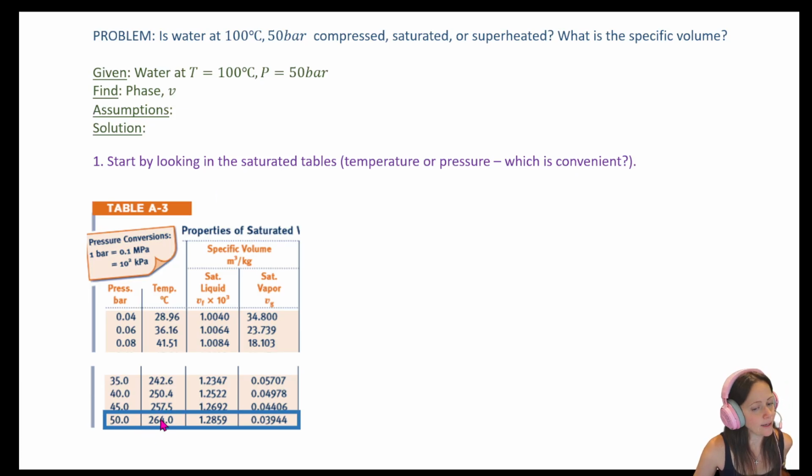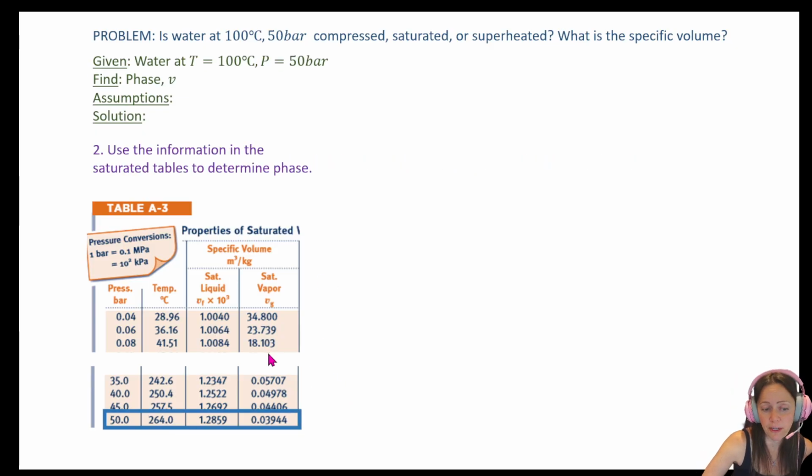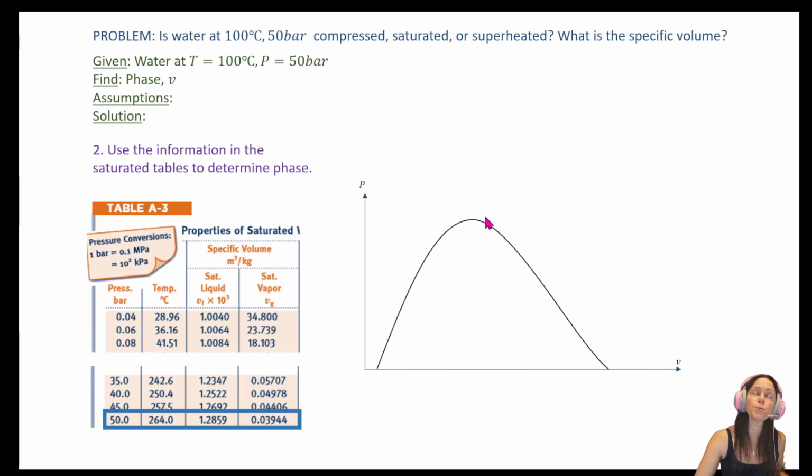And I can see, oh, I'm not at that saturation temperature, am I? So I know it's not two-phase. Well, what phase is it? I'm going to reason it out. I could go back to those rules, which I will have memorized, or I could reason it out on my PV diagram.